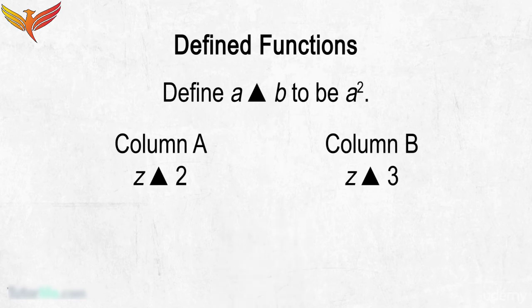For this particular question, it is important to note that only a is transferred into the function. So anything in the b place doesn't affect the function. Therefore, column A and column B would both be a squared. Now, let's try a practice problem.